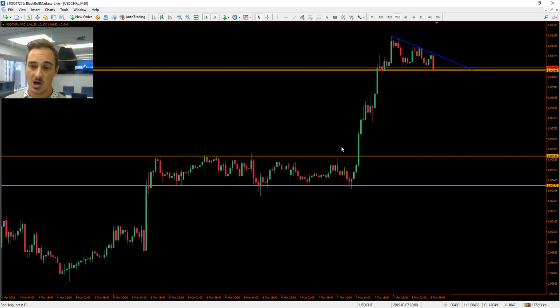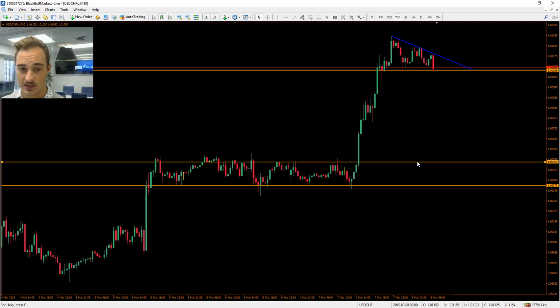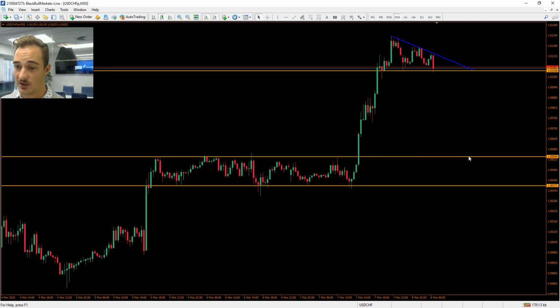Now if it breaks down, we could see a possible move coming down to this key area where we had this consolidation zone, which is very close to the 1.00500 mark. So that's another nice psychological whole number level that we could see it hit.